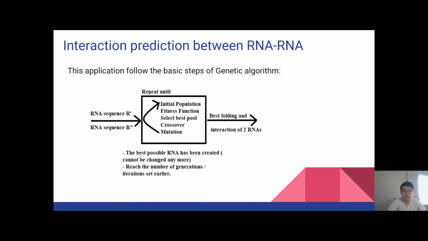The interaction prediction between RNA and RNA follows the basic steps of the genetic algorithm, just like the image of reproducing one. But for this one, we ask for two RNA sequences as our input. Then it will apply the process of the genetic algorithm, which is initialize population, fitness function, select the best pool, then apply crossover and mutation function. When the best possible RNA has been created and cannot be changed anymore, or the loops reach the set number of iterations, that will be the condition to stop this RNA and RNA application. Our result will be the best folding and the interactions of the two RNAs. So the best folding and interactions are basically the structures that you have seen before on the previous page.